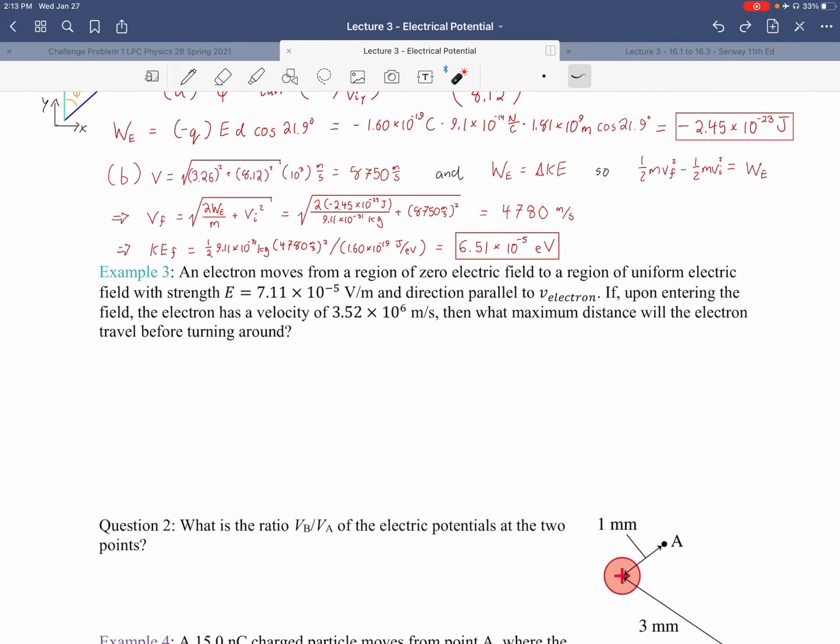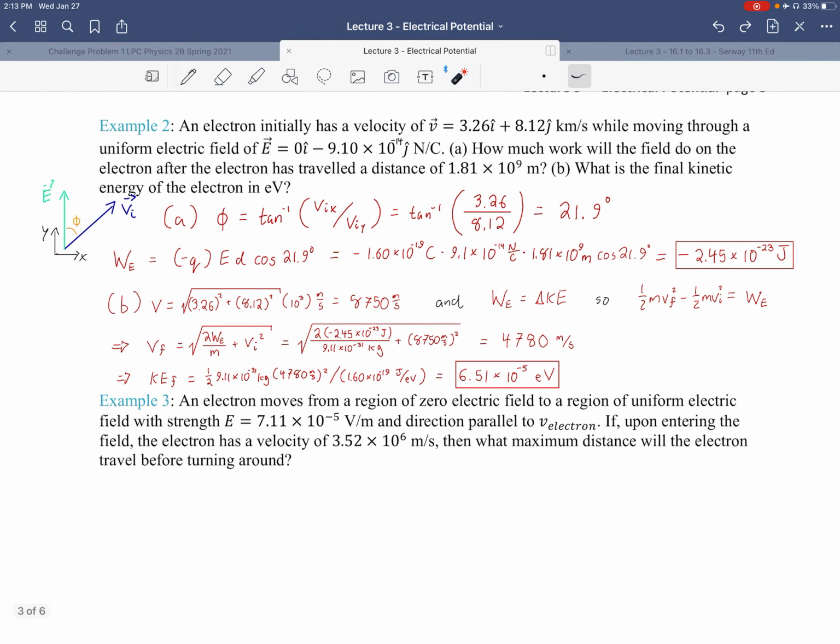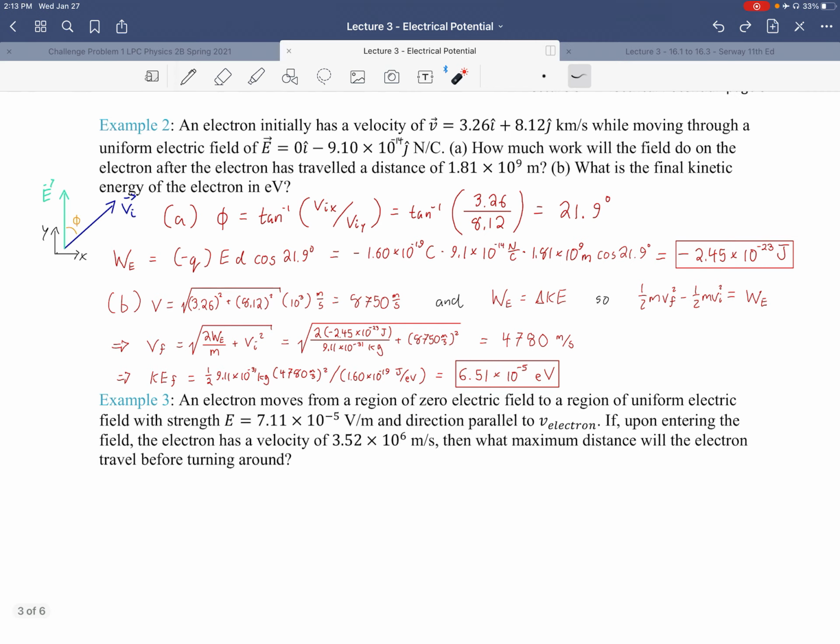An electron moves from a region of 0 electric field to a region of uniform electric field with a strength of 7.11 times 10 to the negative 5 volts per meter. Oh, let's pause and appreciate that. In the last problem, I expressed the electric field as newtons per coulomb, which is the way we've seen up to this point. But now look what I've done. I've expressed the electric field in terms of new units, volts per meter.